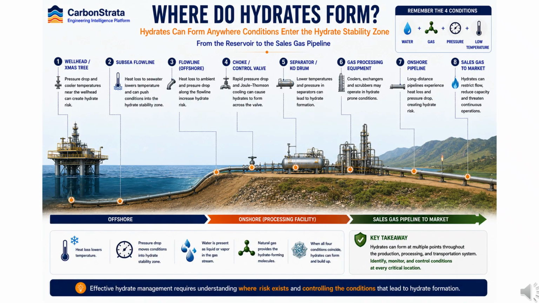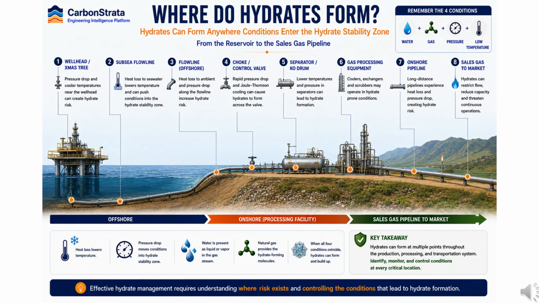Hydrates can form almost anywhere in the gas production system where water, gas, pressure, and low temperature exist together. The highest risk locations are typically wellheads, chokes, flow lines, subsea pipelines, separators, and long transmission pipelines. As gas travels from the reservoir to processing facilities, pressure and temperature continuously change. These changes can create ideal conditions for hydrate formation. Subsea systems are particularly vulnerable because of the cold surrounding seawater.